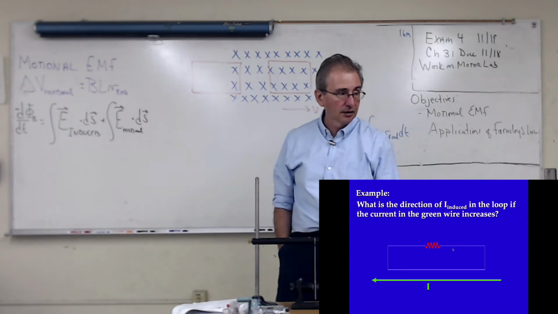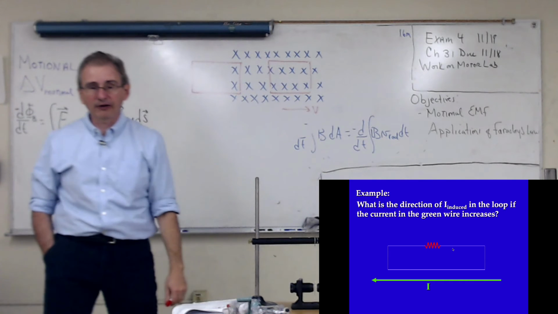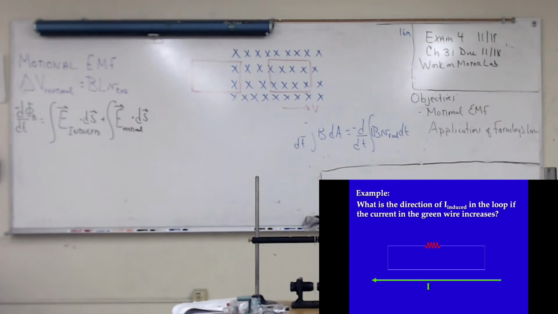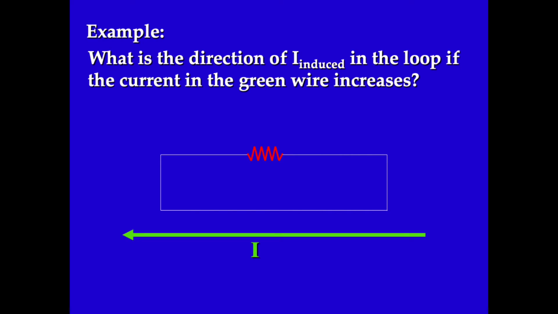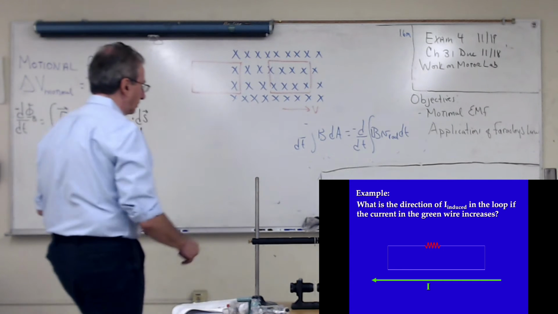Okay. Suppose we have a current carrying wire. Maybe let me make this bigger. We have a current carrying wire, as you see there. Let's let the current in the green wire increase. What is the direction of the induced current?